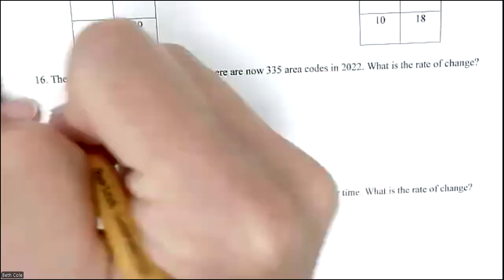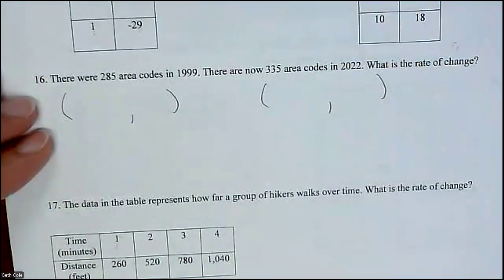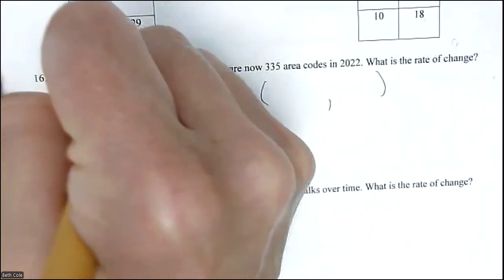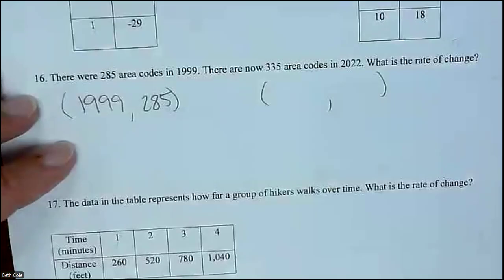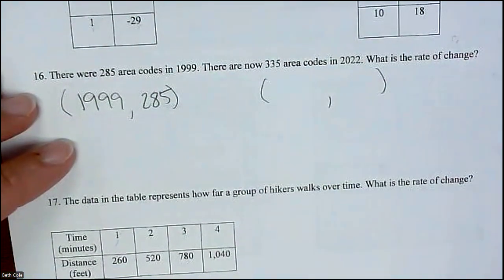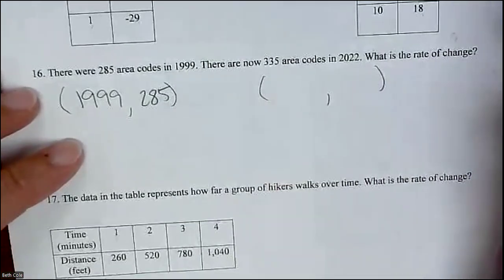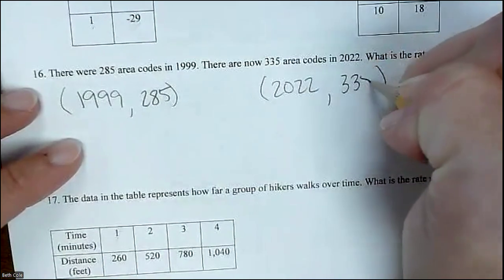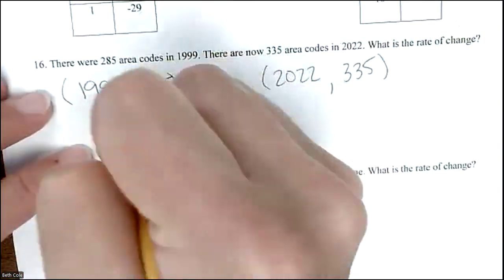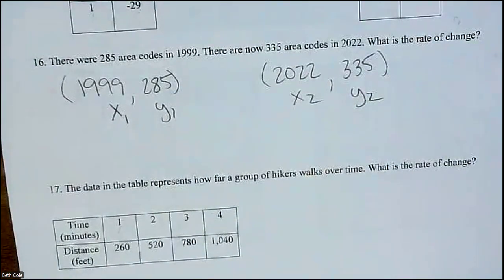All right, so listen, you're going to write 2 coordinate points. So go ahead and you can just write them out. In 1999, there were 285. So it's 1999, comma, 285. What's the other point? 2022. Perfect. And then there were 335. Now, if you want to label, you can. If you don't, that's fine too. I'm not going to take off if you don't label.